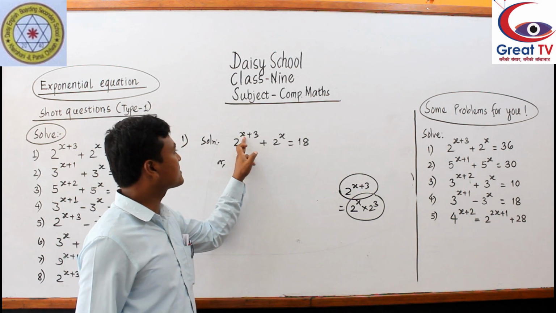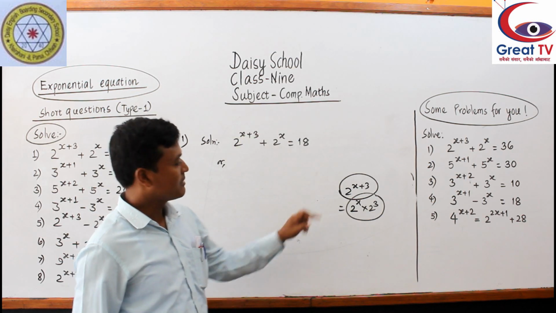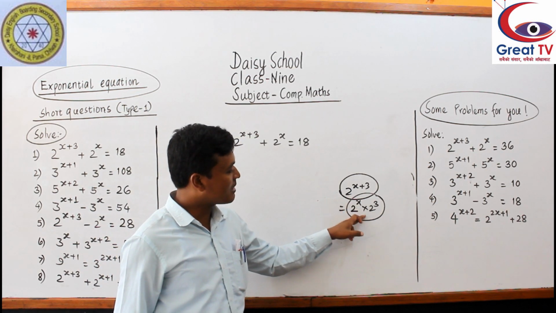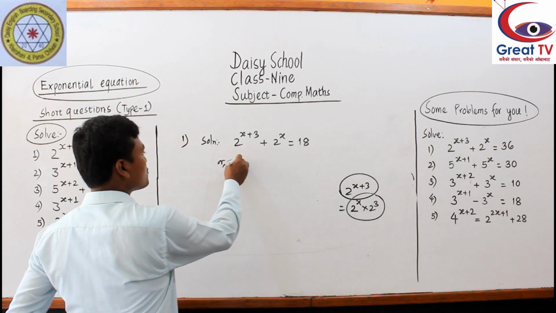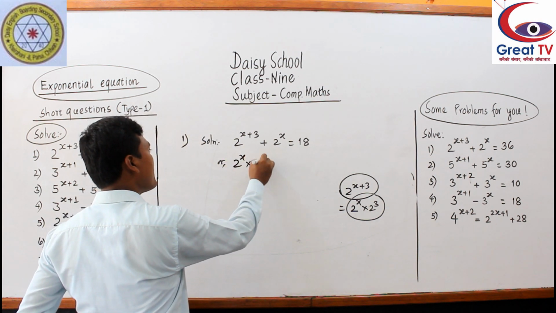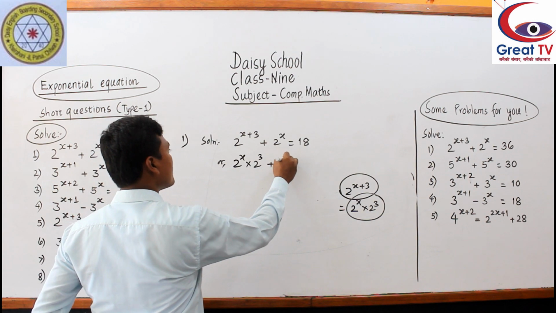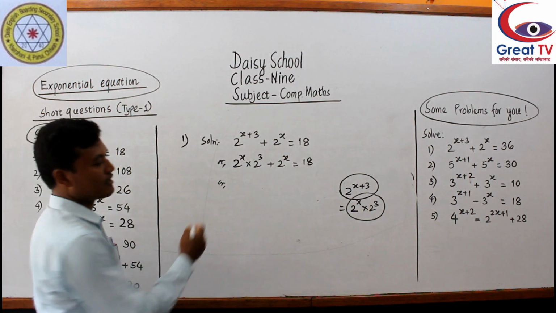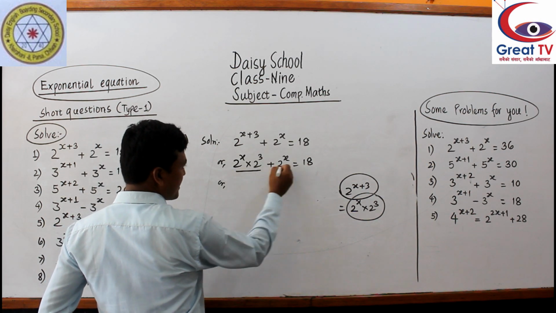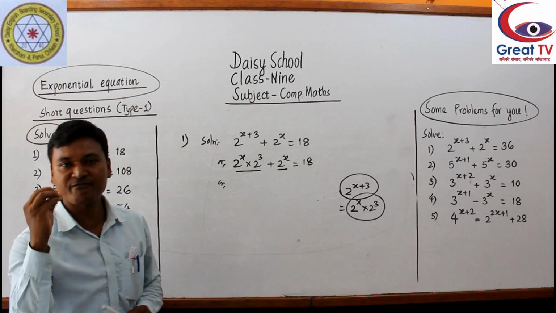There may be sometimes 2 to the power x minus 3, then it becomes 2 to the power x times 2 to the power minus 3. Here minus 3. So let us break it: 2 to the power x times 2 to the power 3 plus 2 to the power x equals to 18. Then after this, do check before plus and after plus. We have one common factor.